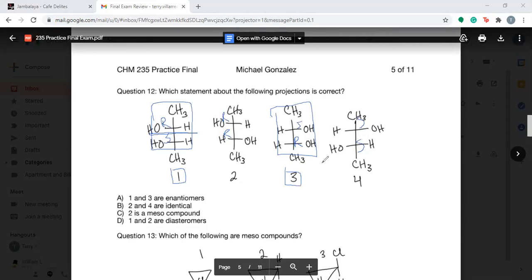2 and 4 are identical, RR and SS. Nope, that is incorrect because they are opposite stereocenters. 2 is a meso compound. Nope, there is no plane of symmetry. And D, 1 and 2 are diastereomers. Yes, and 1 and 2 is going to be correct.